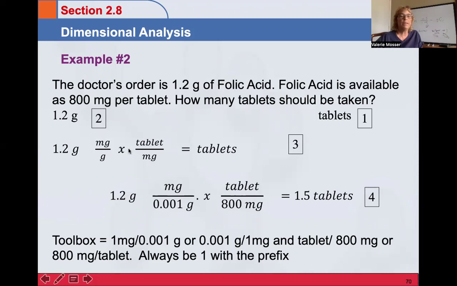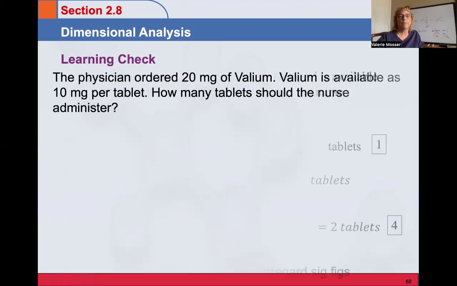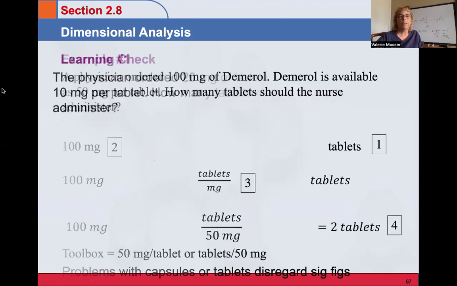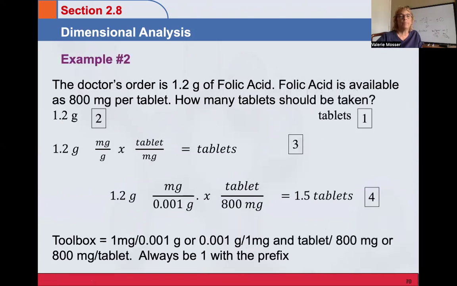Notice I'm not putting any numbers in here yet because step 3 is just about the conversions. If we go back to our steps, it's just units. Step 3 is always just about the units. We don't do anything with numbers until step 4. So when we're on step 3, we're just converting the units. We're not putting any of the numbers in. So we're converting our grams into milligrams.